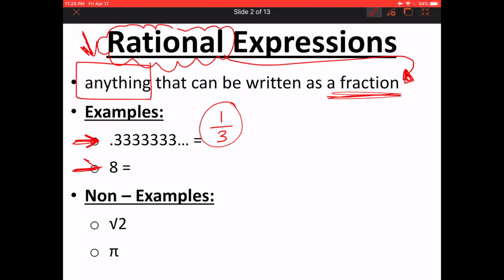And then our second example, the number 8. Any whole number is rational because you can always make a whole number into a fraction by putting it over 1. Okay, 8 over 1. If you had the number 2, you could put 2 over 1.